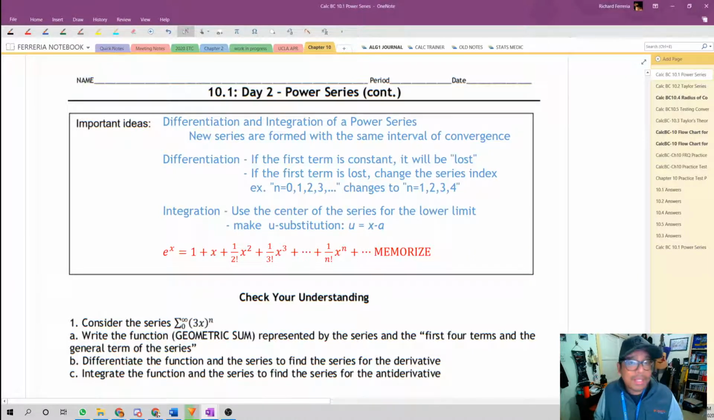Finally, we have the second series which you need to memorize. So you have e to the x is equal to 1 plus x plus 1 over 2 factorial x squared, etc., etc. You have to memorize this one. No one who ever got a 5 on an AP test didn't have this memorized. Maybe I should have said everybody who gets a 5 is going to have this e to the x series memorized. So you really need to have that memorized.